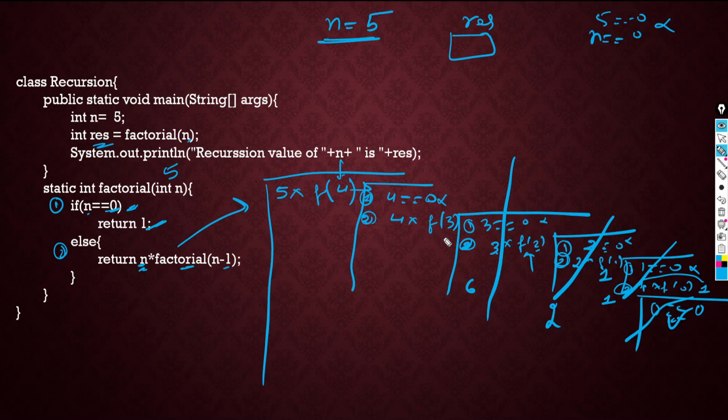This has also completed. 6 will come over there. 6 into 4 is equal to 24. This will also complete, and at this place 24 is there. Now the result of this particular function call will give you this. Here 24 will be multiplied by 5 and that will result in 120.